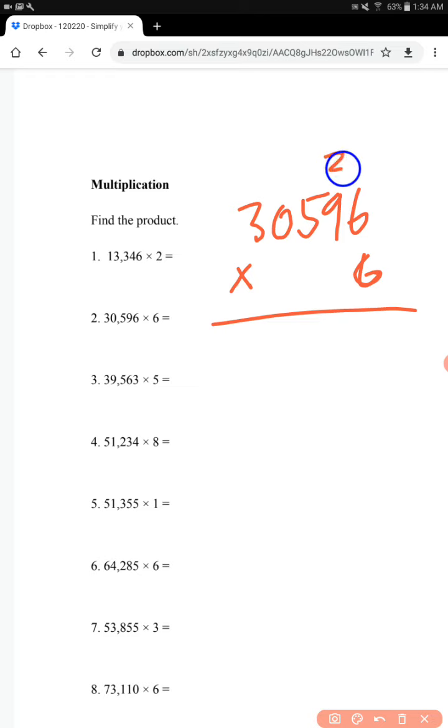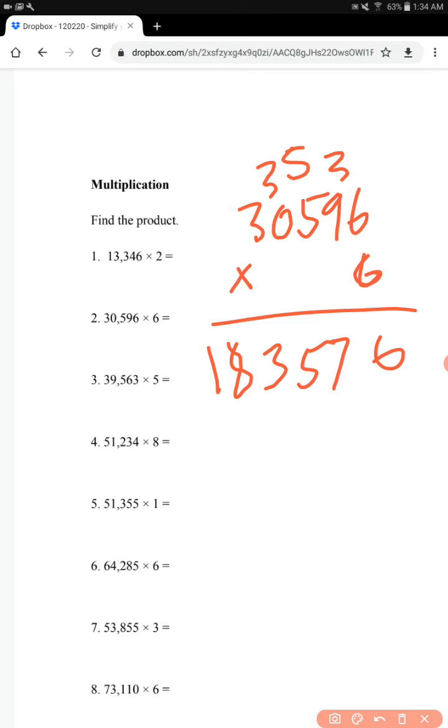6 times 6 is 36. 6 times 9 is 54, plus 3 is 57. 5 times 6 is 30, plus 5, so it's 35. Then 6 times 0 is 0, plus 3 equals 3. Then 6 times 3 equals 18. So what you're left with is 183,576.